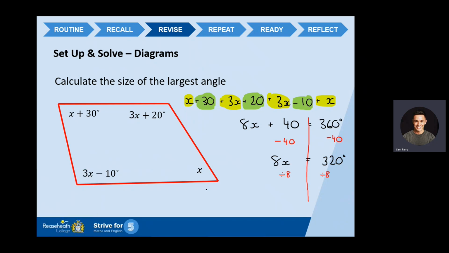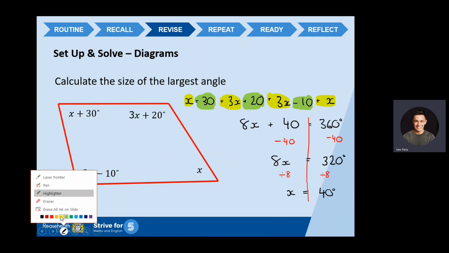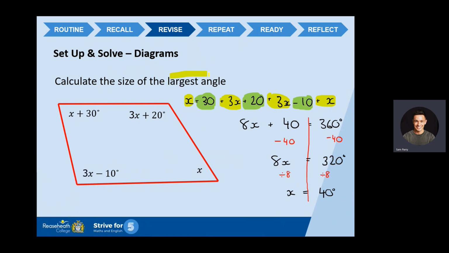Let me grab my black ink. There we go. So x equals 320 divided by 8, 40 degrees. Now, that's good. But that is not actually answering the question. It's a really crucial part of the question, but it's not answering the question. If you look carefully, the question says, calculate the size of the largest angle.